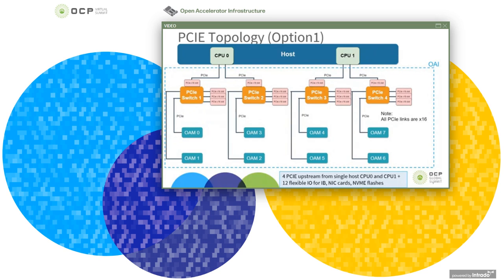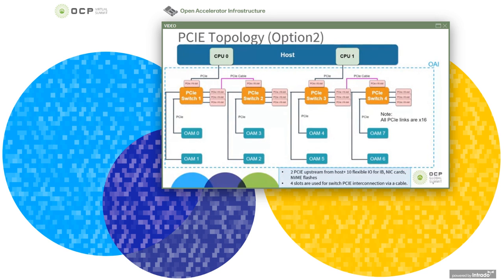In topology 1, 2 CPUs from host server. For OAI, PCIe slots are used for the PCIe signal input from host through the PCIe retimer cards installed in the host side and pass through bridge boards on the HIV side. The remaining 12 slots are used for the flexible I/O such as InfiniBand, NIC cards, or the NVMe flashes.